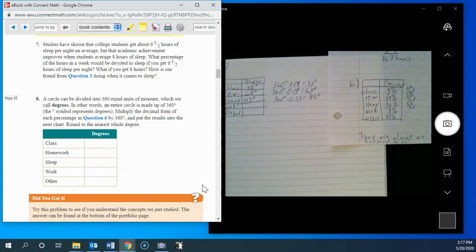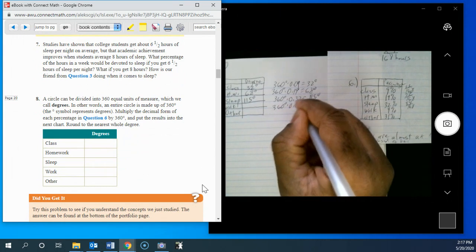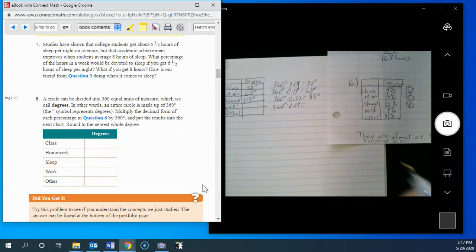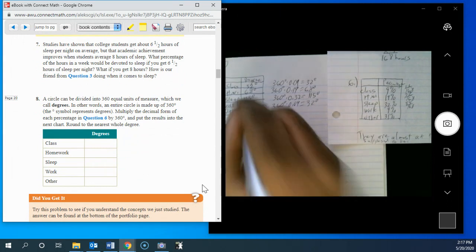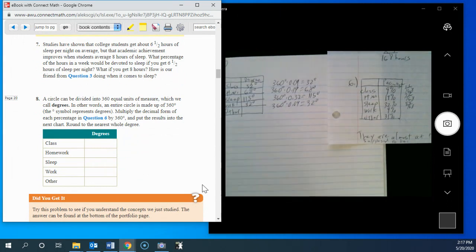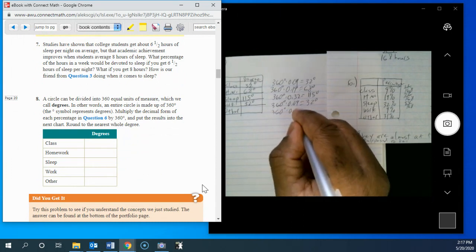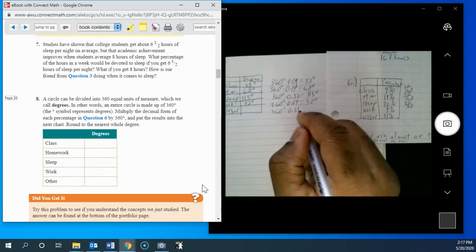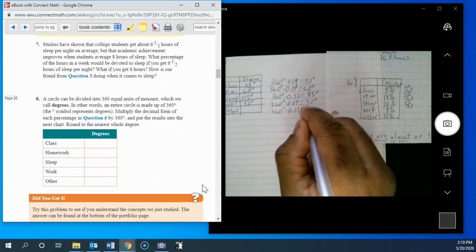Then work, we'll take 360 degrees. We know that it's at 9%, like it was for the class. So we know that that's 32 degrees. And then last but not least, we had 360 degrees times 31%, which is 0.31, which is 112 degrees.